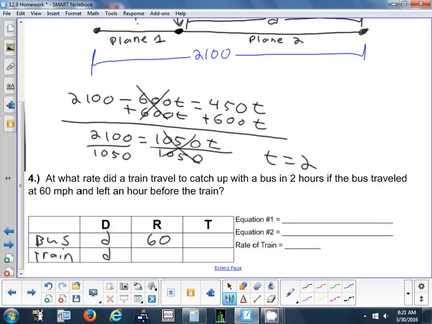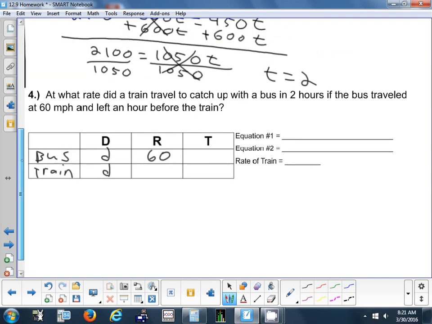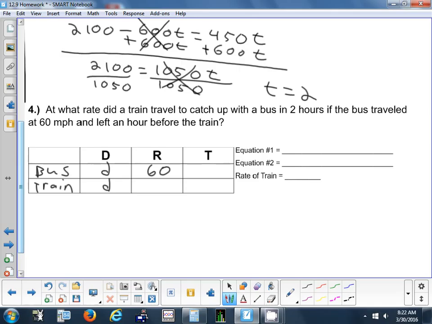All right. Now it says, at what rate did a train travel to catch up with a bus in 2 hours? Wait, so it's catching up with the bus in 2 hours? Like it takes 2 hours to catch up, right? That's what it's saying? Well, let's read it carefully. At what rate did a train travel to catch up with a bus in 2 hours if the bus traveled at 60 and left an hour before the train? So the train is catching up in 2 hours. It takes the train 2 hours to catch up.